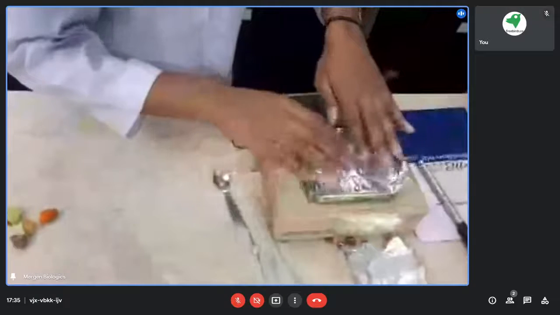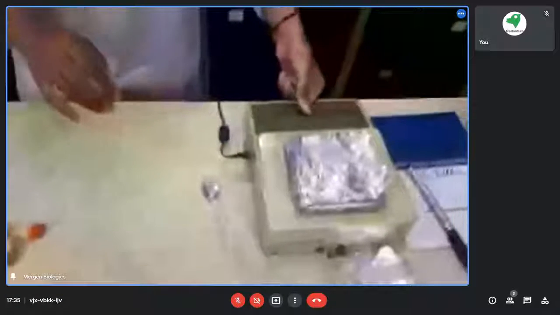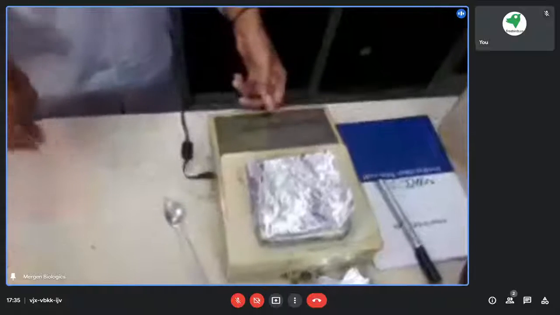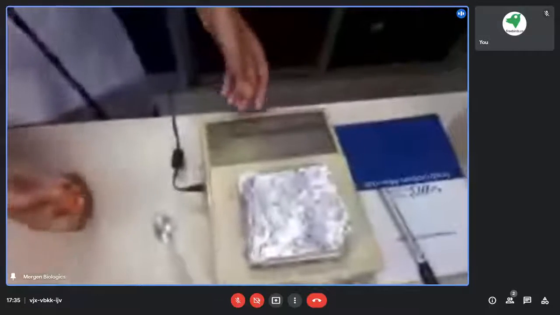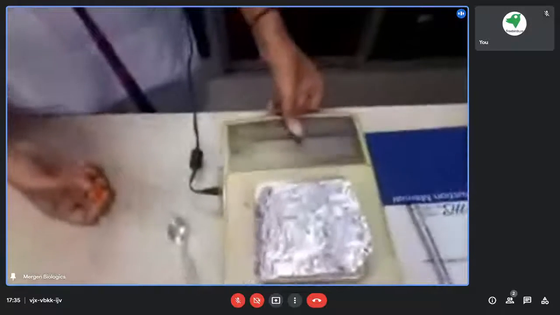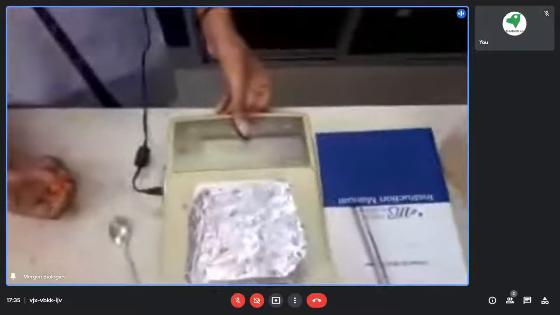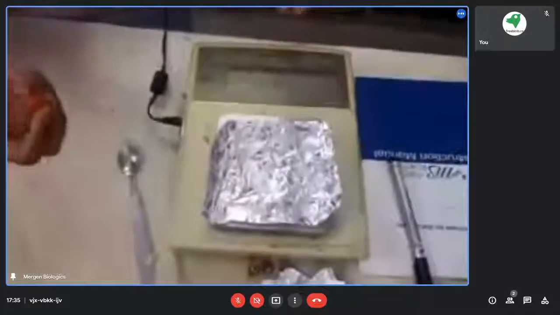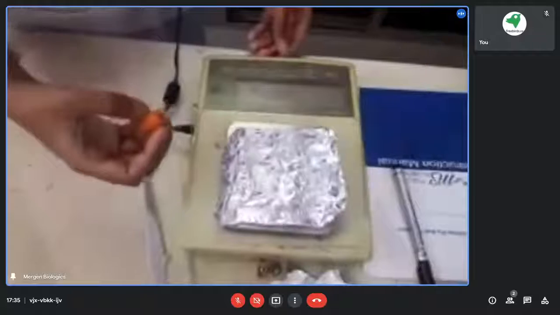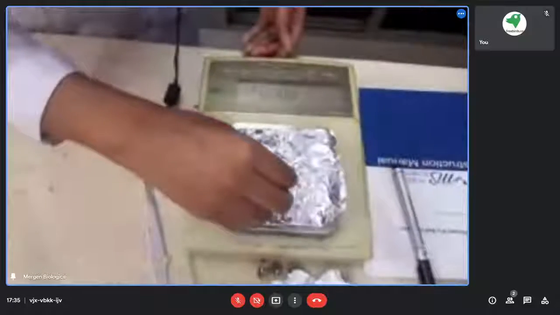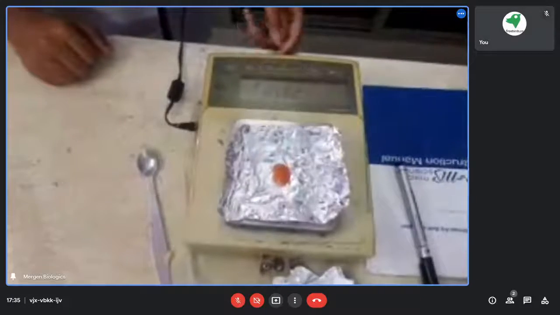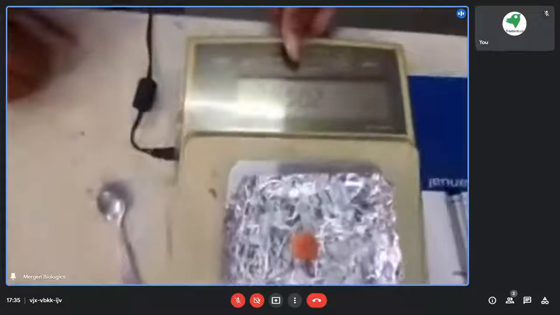This is the weighing balance, which is present in my lab. If you don't have it at home, you can visit any grocery shop. These are very common in every grocery shop in your neighborhood. As you can see, this is approximately 2 grams.